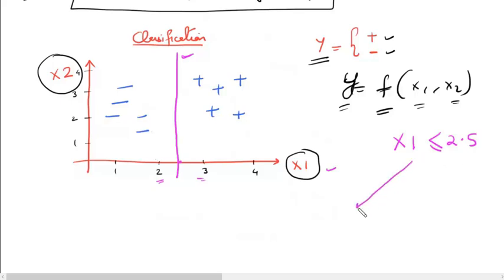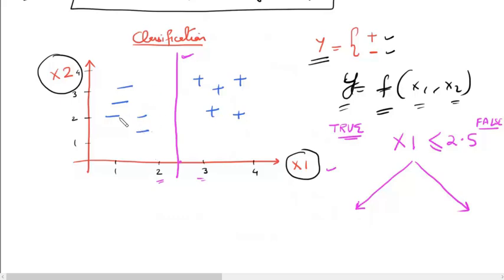It can only result in two answers. So one of them will be true. So we typically write the true values on the left hand side and we write the false values on the right hand side. So x1 is less than or equal to 2.5. It can be true and it can be false. So what if it is true? If it is true, then what do we get?